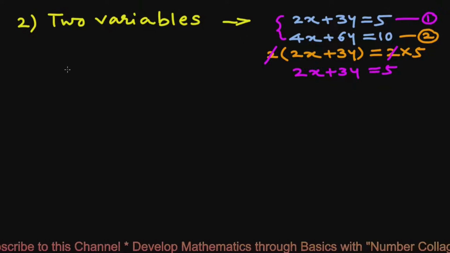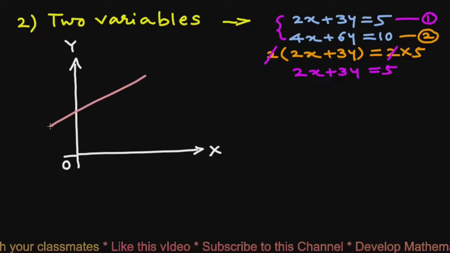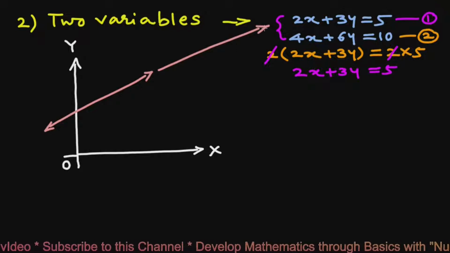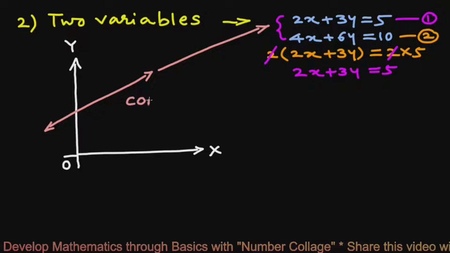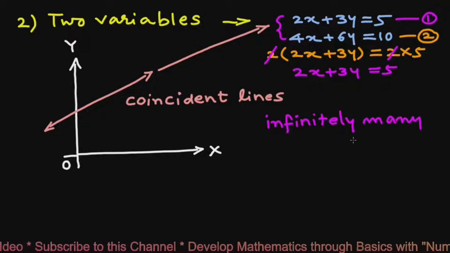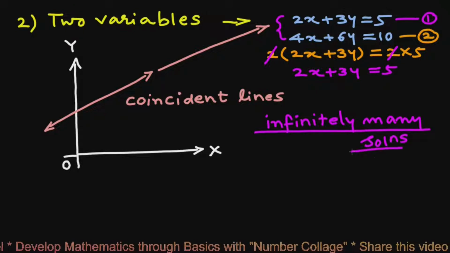Their geometrical representation will be two coincident lines, both having the same equation given here. So these being coincident lines, there will be infinitely many solutions of these two equations.